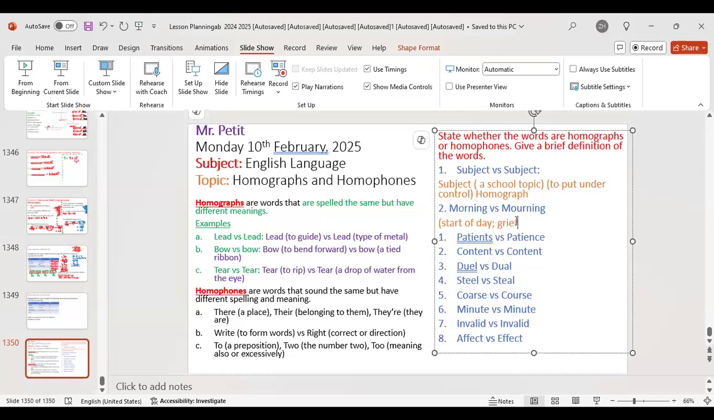Grief. Homophone. But I say, when I woke up this morning, I started to mourn over my mother's death. Well, you don't want to use that one, please.